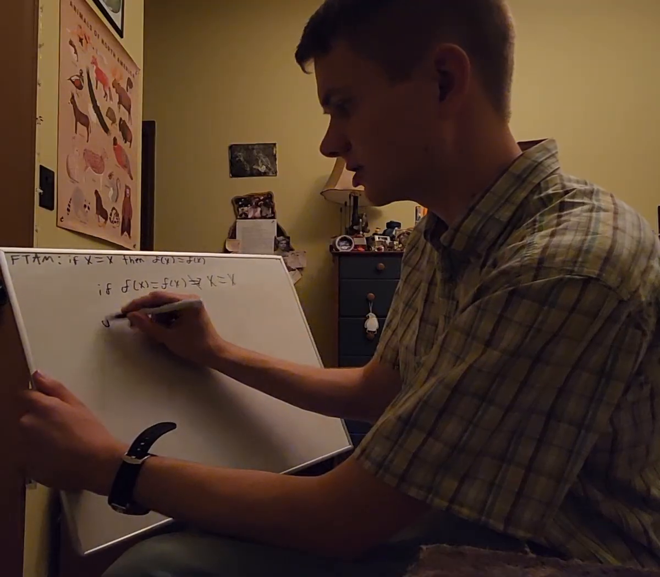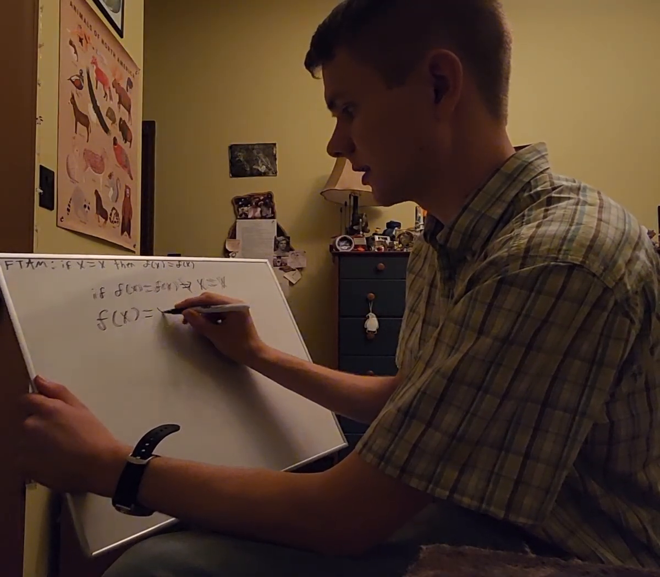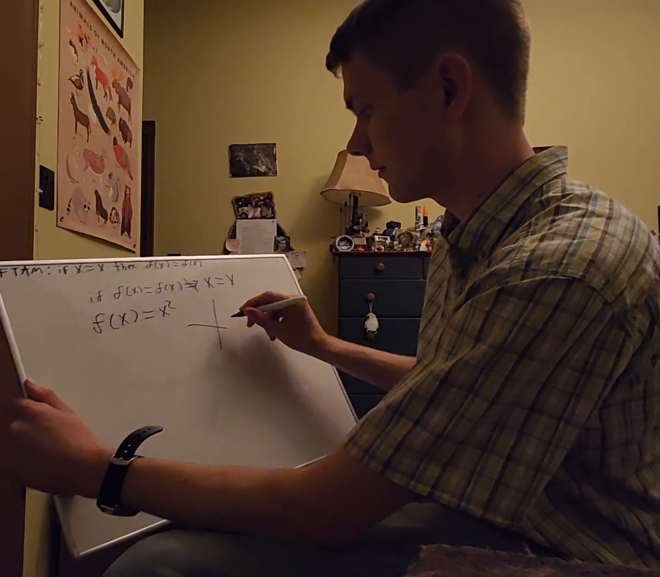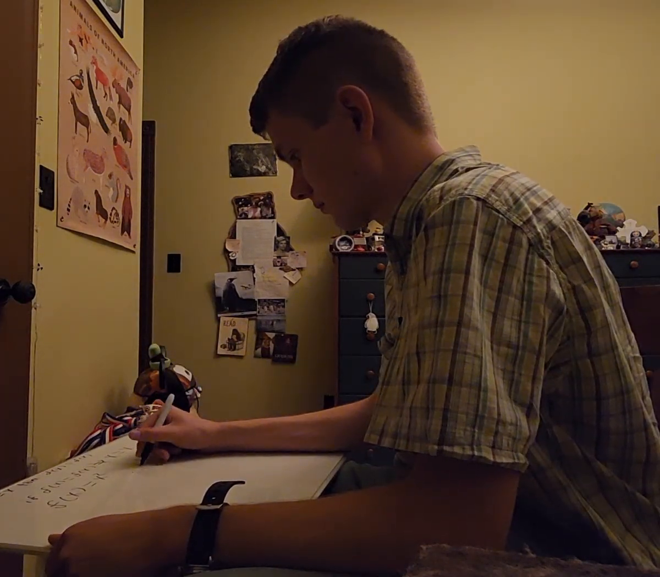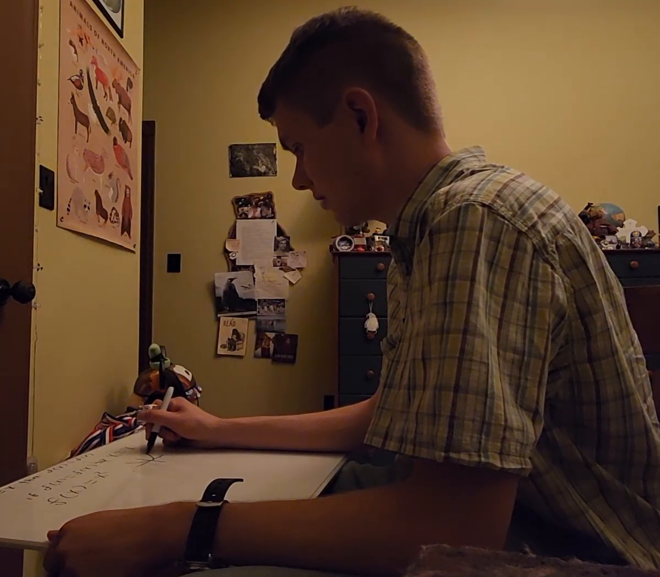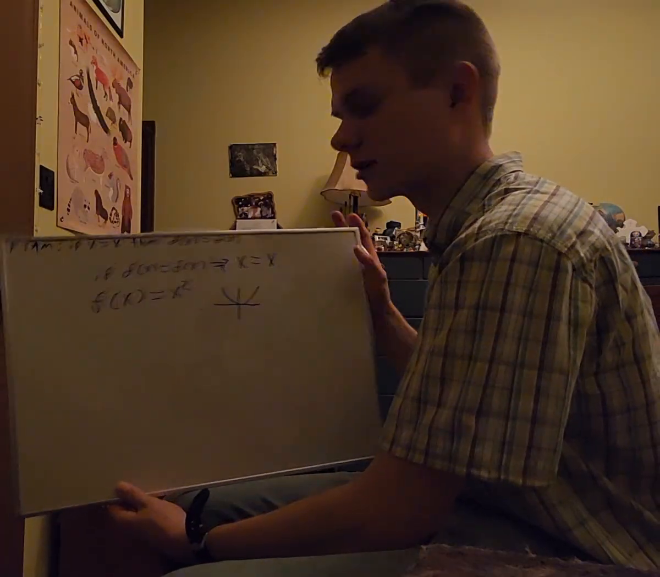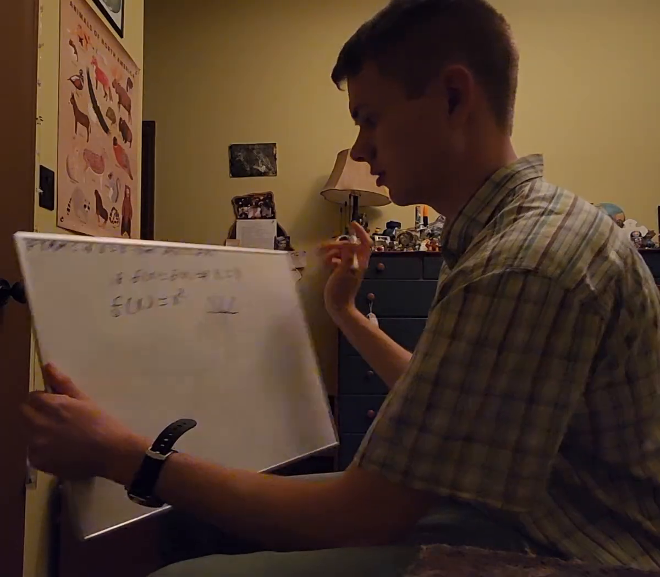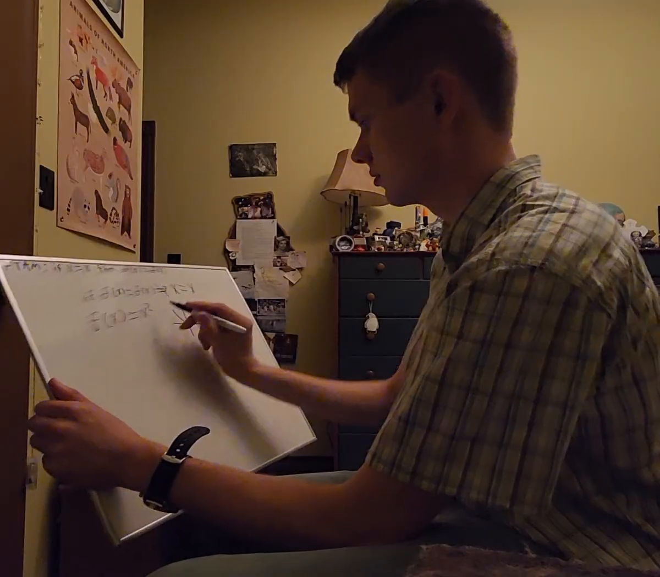So let's take the function f(x) is equal to x squared. If we made a graph of it, we would see this kind of U shape. That's called a parabola, and you're going to learn more about this later in algebra. But x squared just means x times x.